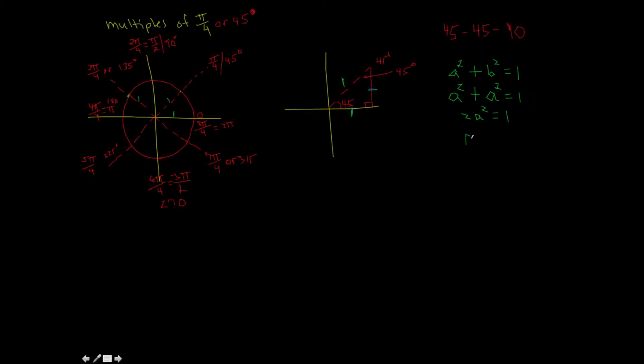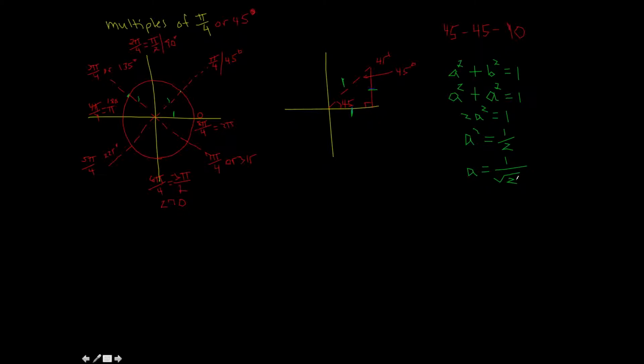So A squared equals 1/2. And A then would equal 1 over the square root of 2 once you take the square root of both sides. Now, A is representative of what value?